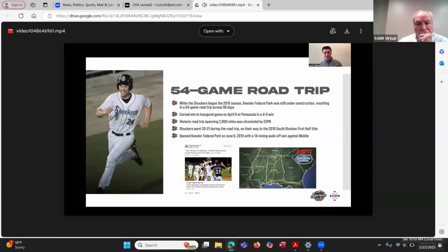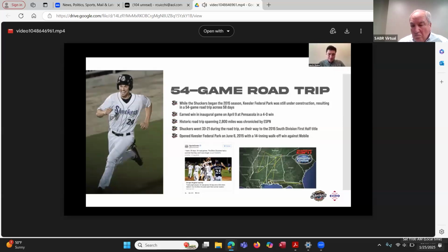They earned a win in their inaugural game on April 9th at Pensacola. They won 4-0 in the first game in franchise history, and the first game for a team in Biloxi since the mid-1920s. They spanned over 2,800 miles, and one of the cool things early on in franchise history is the media publicity from ESPN actually embedded a reporter with the Shuckers throughout the 2015 season when they were going on this wild road trip throughout the Southern League.